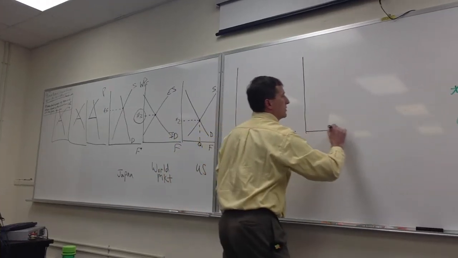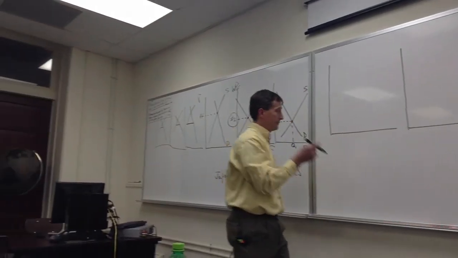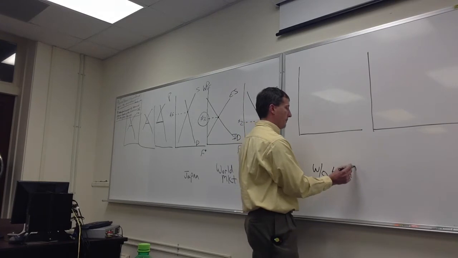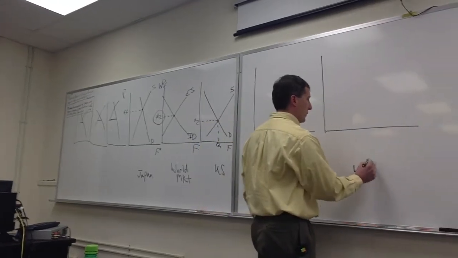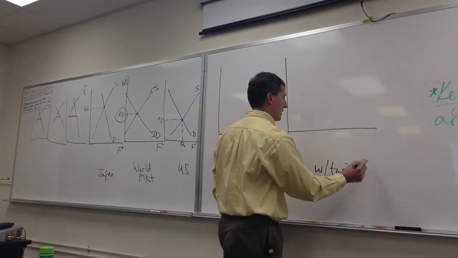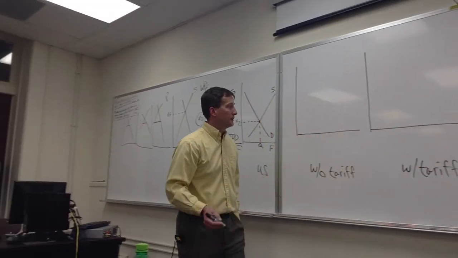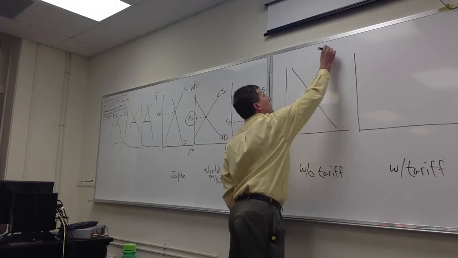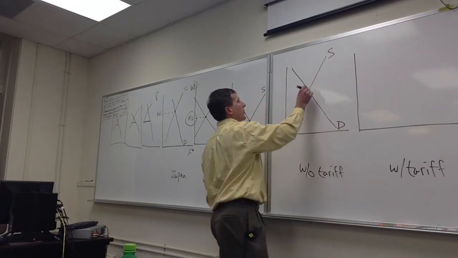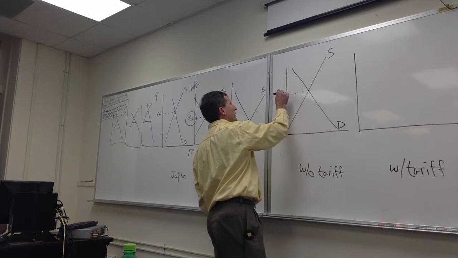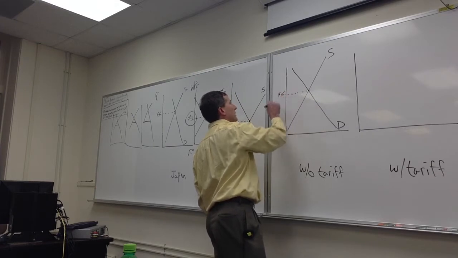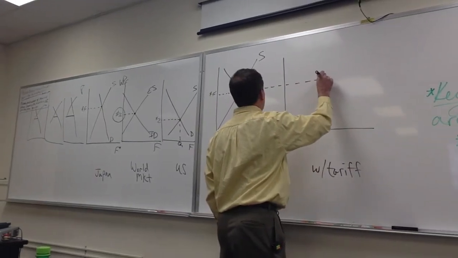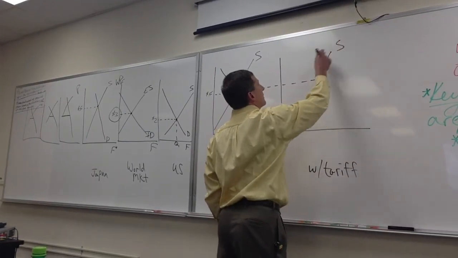Let's do two graphs side by side. One of them is going to be without the tariff, and one of them is going to be with the tariff. This is kind of how your textbook writes it as well. Let's go ahead and put up some sort of supply and demand curve. What I'd like you to do is make them identical to each other. So suppose that the no trade price is 5. And then I kind of want you to just make, as best you can, a mirror image over here to the right.